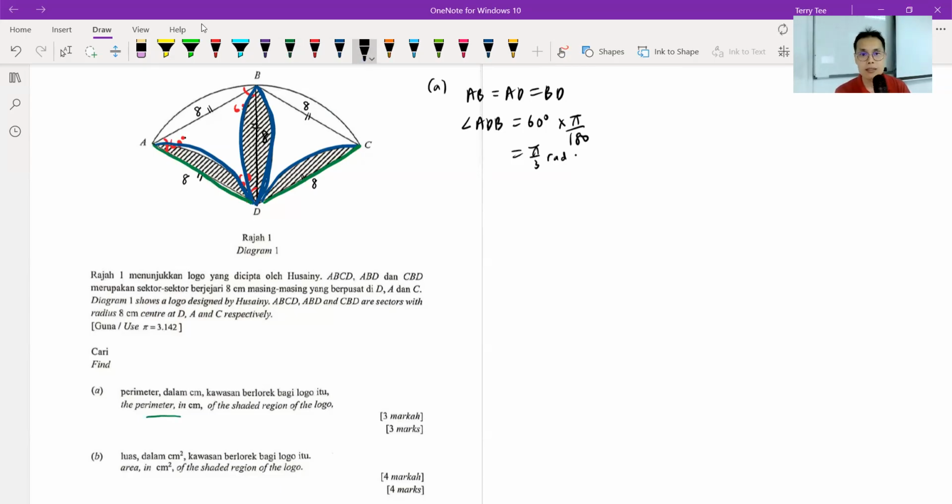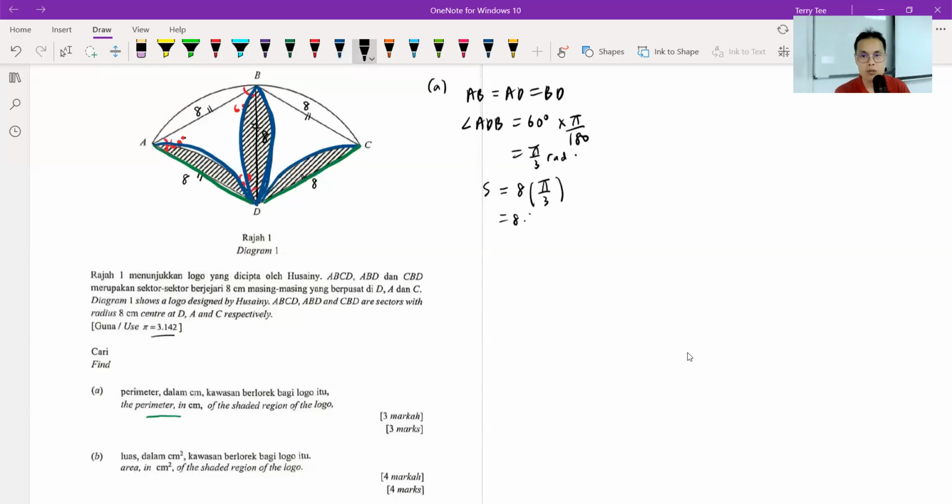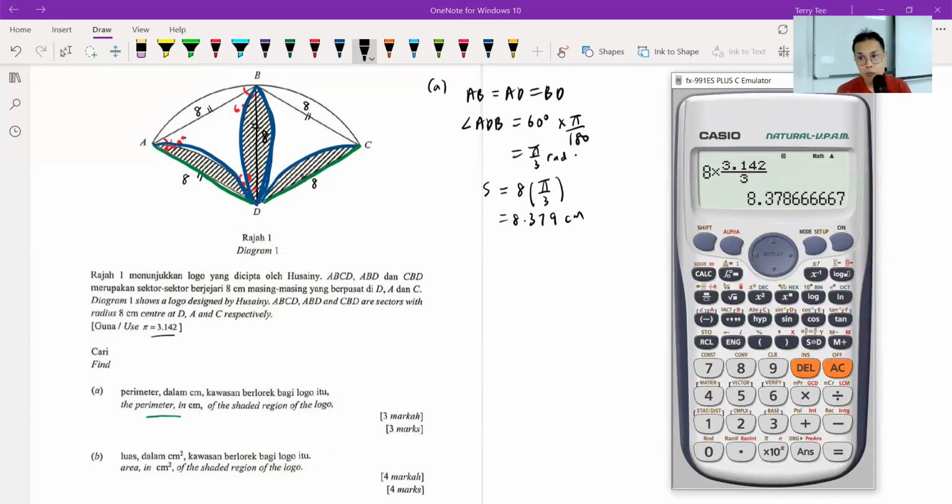Okay, so let's find the length of one arc. Okay, we know radius is 8, theta is pi over 3. But remember, in circular measure, they will always ask you to use 3.142. So here, I will use 3.142, 8 times 3.142 over 3. So this is 8.379 cm. Okay, so this represents the length of one arc.